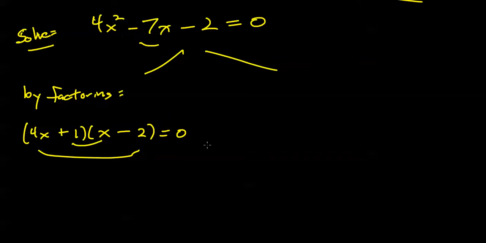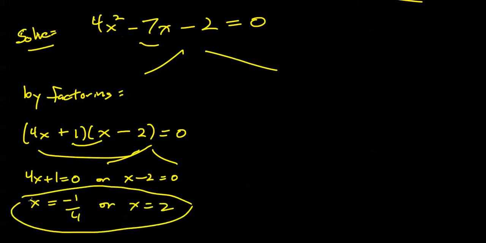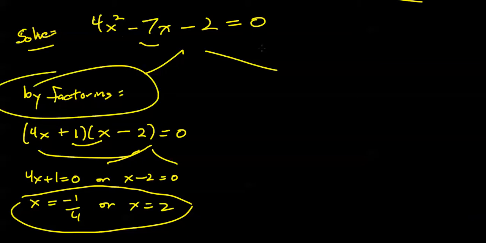So I'll branch this off to two degree 1 equations, 4x plus 1 equals 0, or x minus 2 equals 0, and I'll get the solution x equals negative 1/4, or x equals positive 2. So 2 solutions for x in this degree 2 equation. And that's by factoring. How about by the quadratic formula?